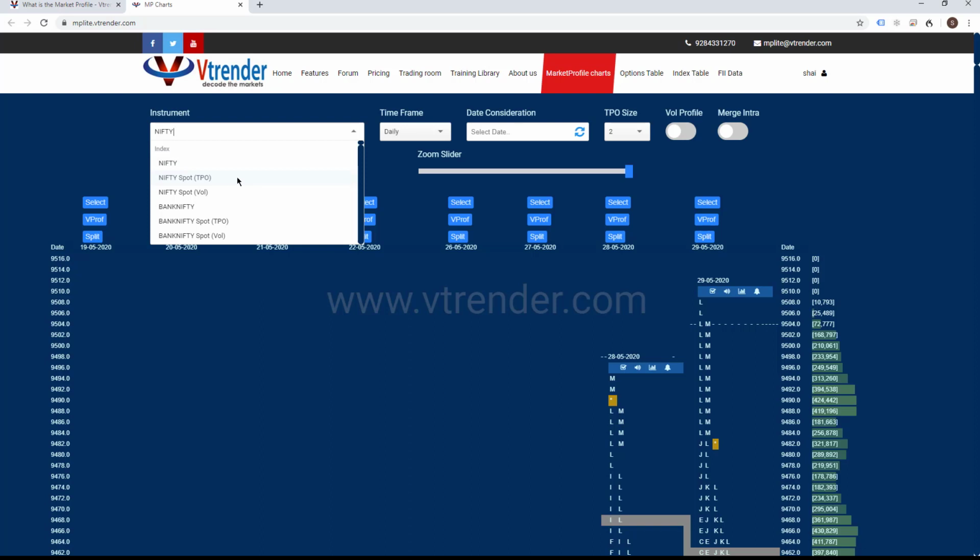Then you have spot, the TPO based spots and the volume based spots, and I'll explain in a series of videos what would be the difference. You get the Bank Nifty, then you get a lot of stocks. Otherwise also you get a lot of options. All these options over here are based on the market profile. So you get this Bank Nifty and you get these Nifty options, and you get some stocks as well.